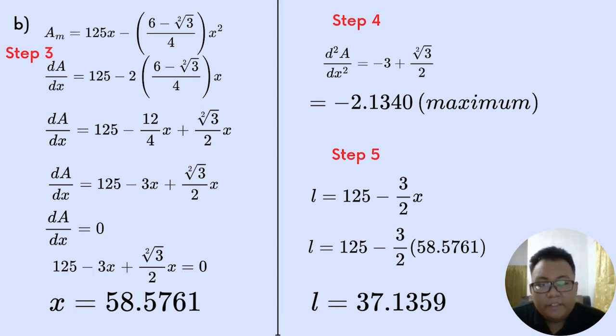And for the last step, which is step 5, is to find the value of the other dimension. From A, we get that L is equal to 125 minus 3 over 2 x. By substituting x with 58.5761, we will get that L is equal to 37.1359, which concludes B.